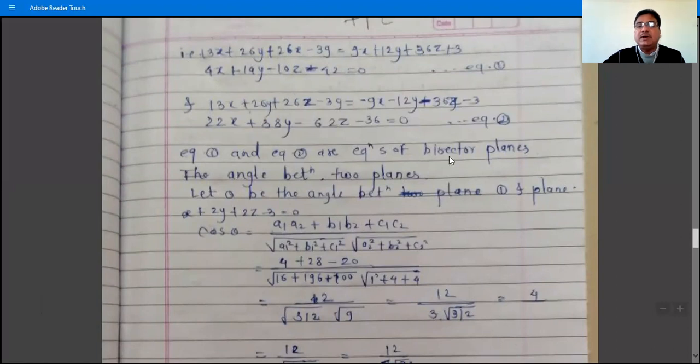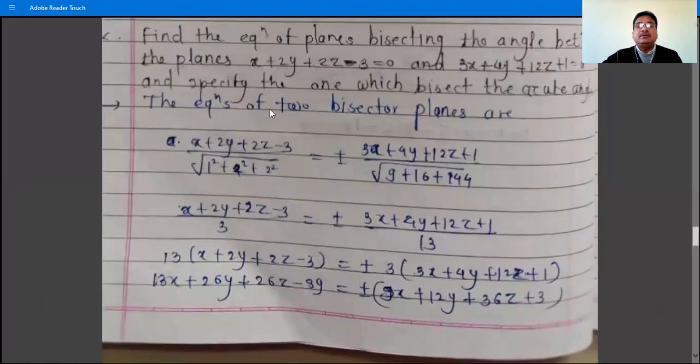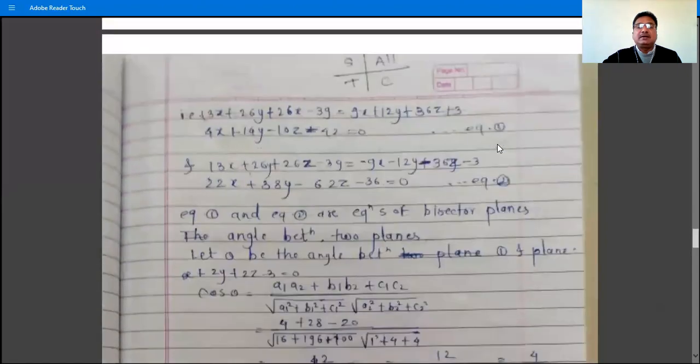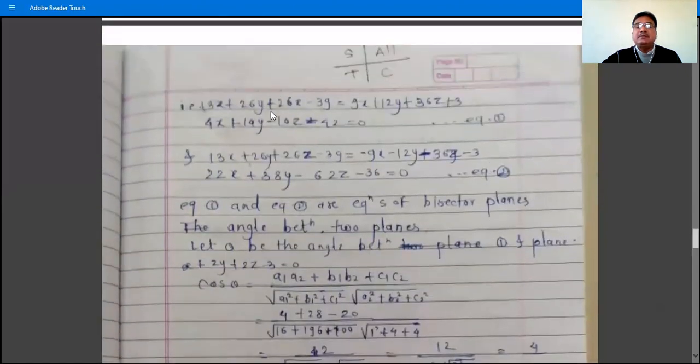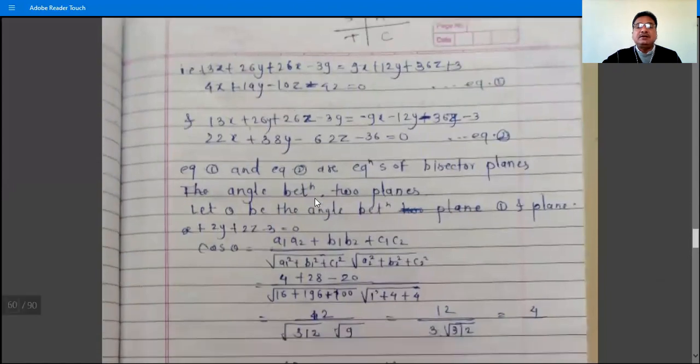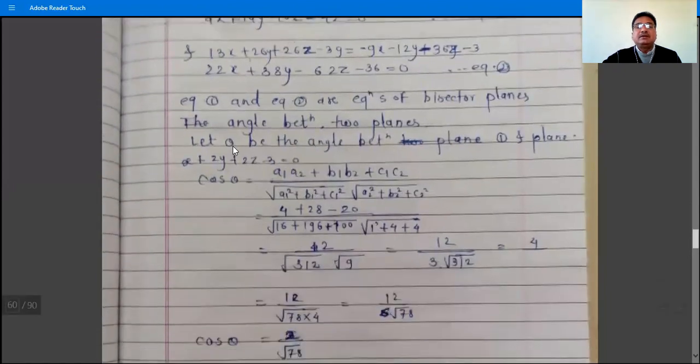And then equations 1 and 2 are the equations of the bisector planes. These two are the two bisector planes. One of them bisects the acute angle and one of them bisects the obtuse angle. Okay. So the next question is what? We have to identify, out of these two planes, which one bisects the acute angle. Either the first plane or the second plane.